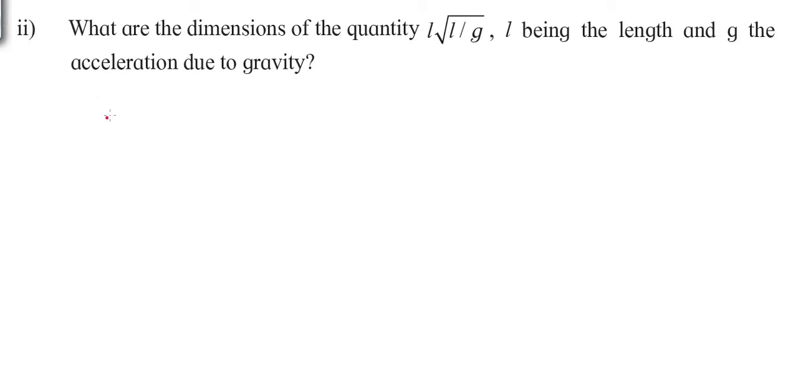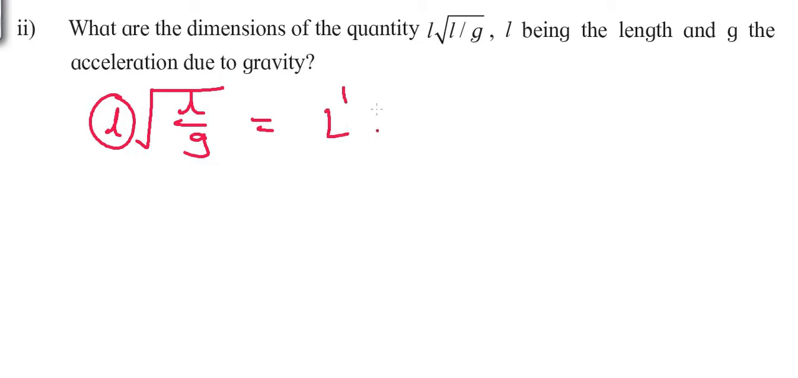Question 2. What are the dimensions of the quantity L under root L upon G, L being length and G the acceleration due to gravity? Okay, now let us try to find the dimensions of L under root of L divided by G. That is equal to, now L being length, dimensions are L raised to 1.